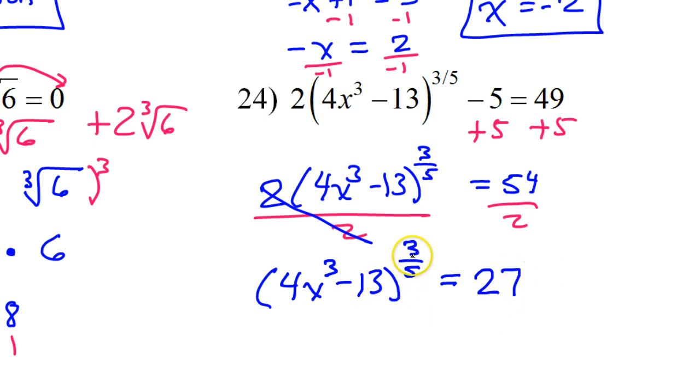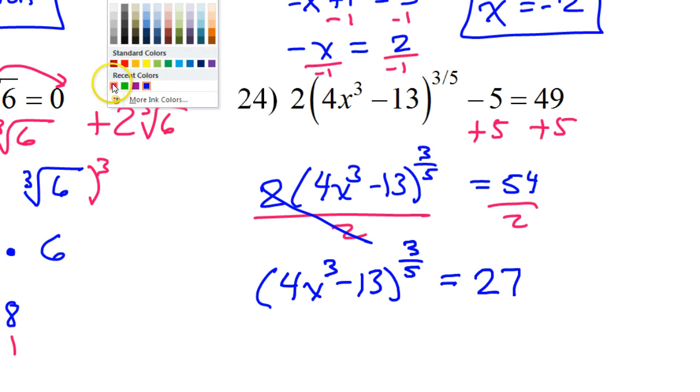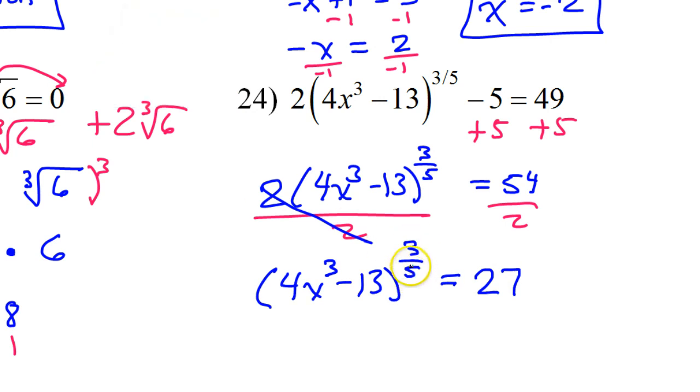Now, it's time to deal with this fractional power. I can get rid of that by doing the reciprocal power to both sides. That's the key. So 3/5, the reciprocal is 5 over 3. So I'm raising both sides of the equation to the 5 over 3 power. Now over here, these are going to cancel each other out. Okay, the 3's and the 5's. So that's why this is useful. So that's going to just leave me with 4x to the third power minus 13 equals.